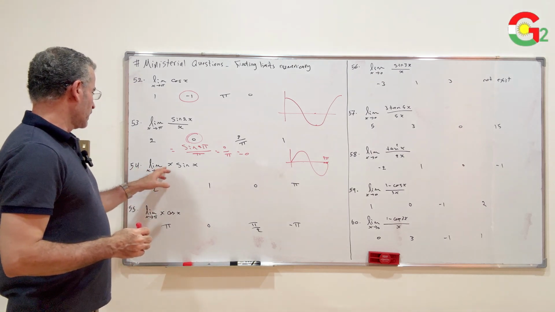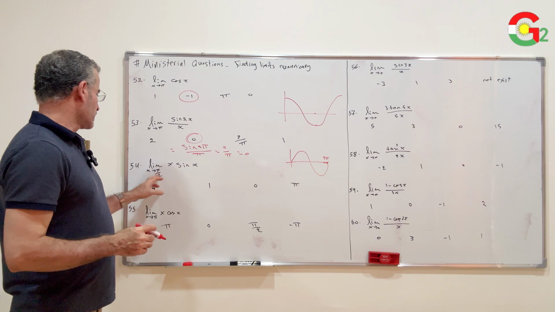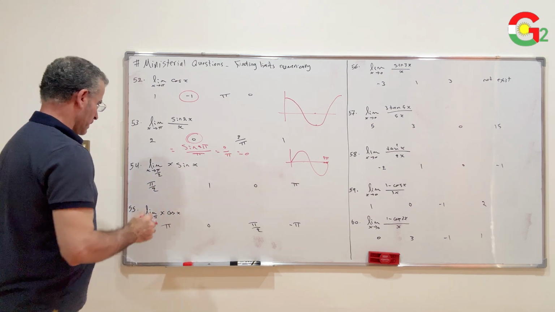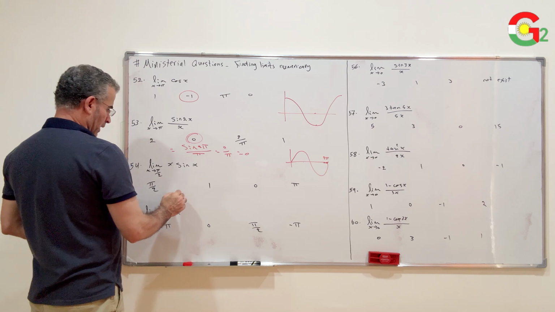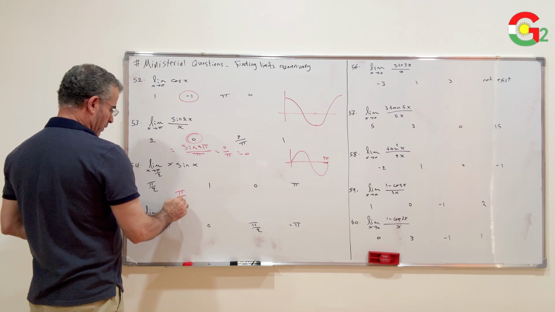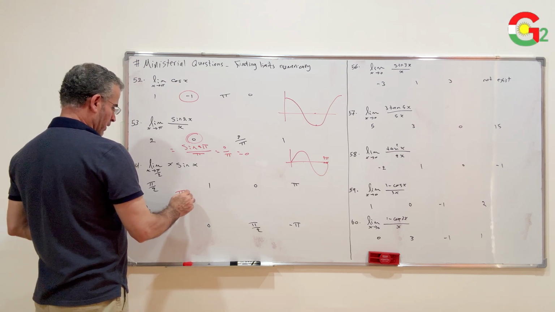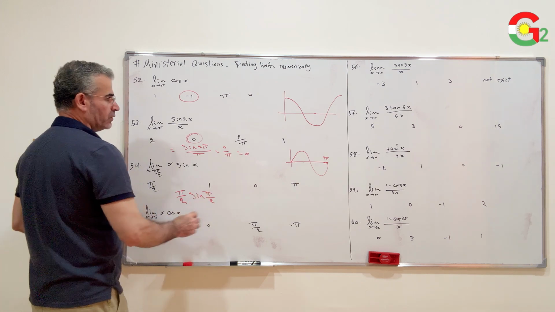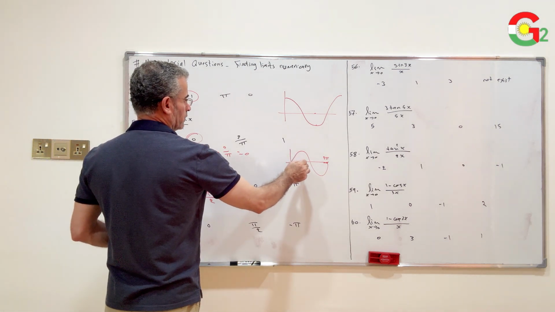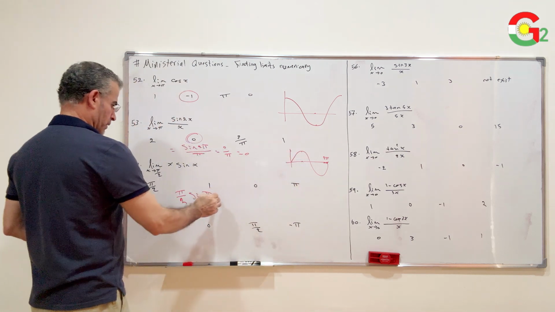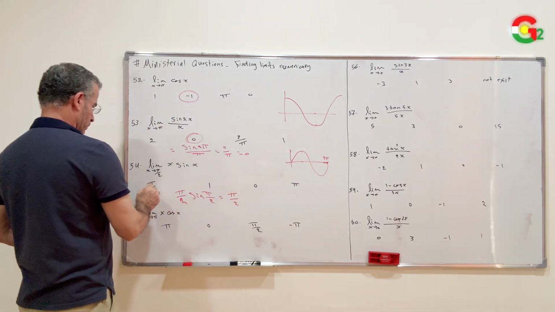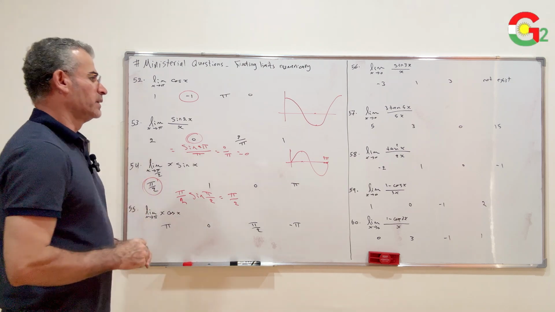54. Find the limit when x approaches pi over 2 of x sine x. Substitute directly every x with pi over 2, then it will be pi over 2 sine pi over 2. Sine pi over 2 is 1. Then the answer is pi over 2. Choice A.